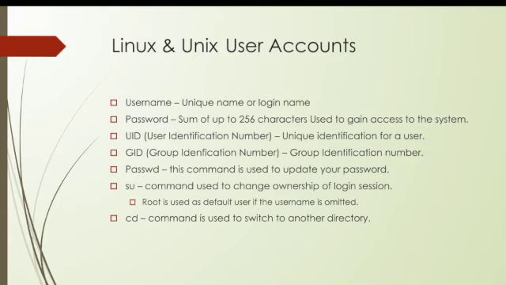And then we have the UID, which is a user identification number, a unique identification for a user. And then we have the GID, which is a group identification number, for identifying groups. So within the Unix and Linux operating system, we have users and then we have groups. Each of the users is placed in a particular group.